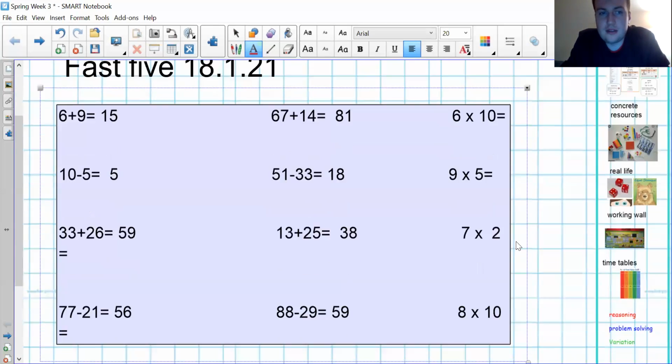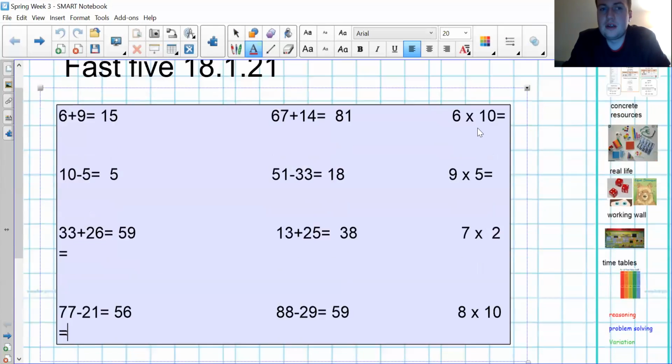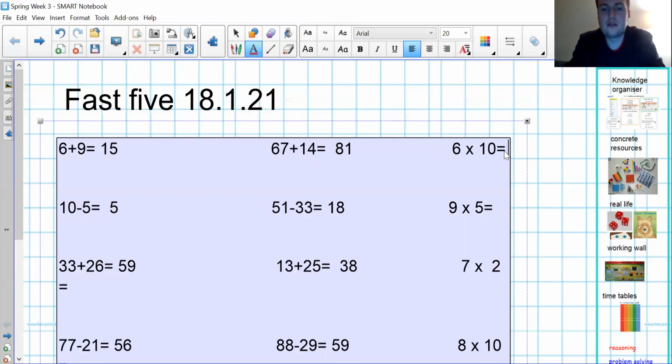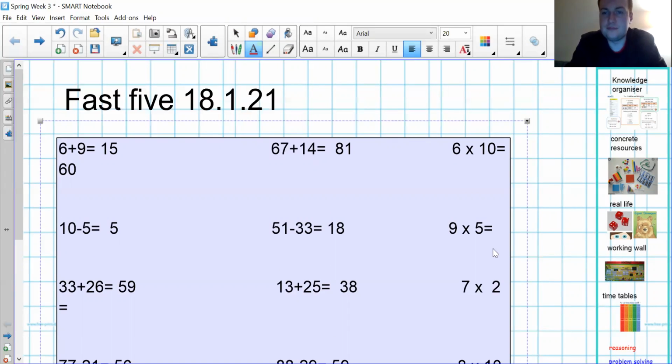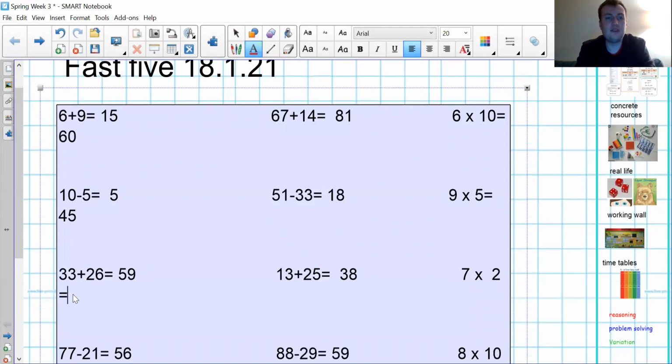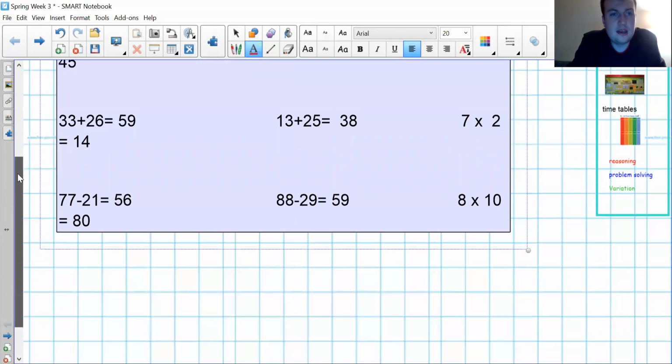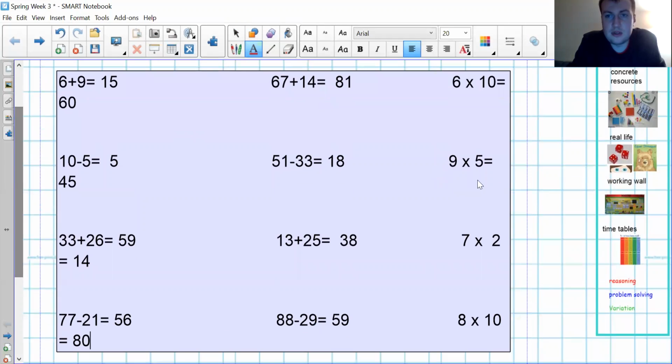Let's see if I can make this bigger so you can actually see. So the answers there: 6 times 10 is 60, 9 times 5 is 45, 7 times 2 is 14, and 8 times 10 is 80. Sorry, that's kind of messed up a bit. I'm not sure what happened there, but you can see all the answers here.